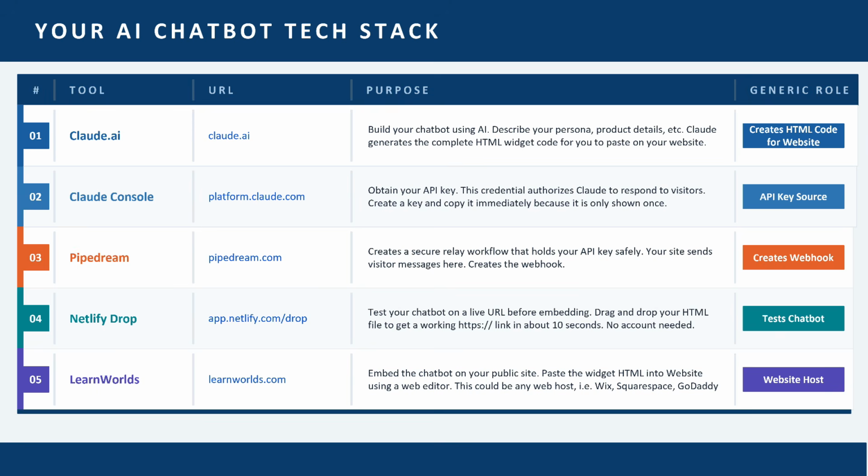We're going to create the code with Claude AI. We're going to get the API source key from Claude Console. We're going to create our webhook with Pipedream. We're going to test it with Netlify Drop, and then we're going to drop it onto our web host.